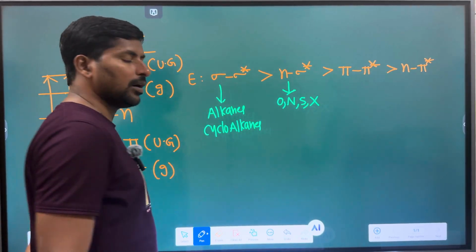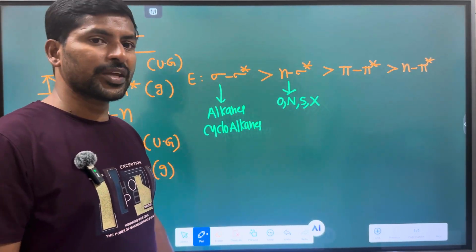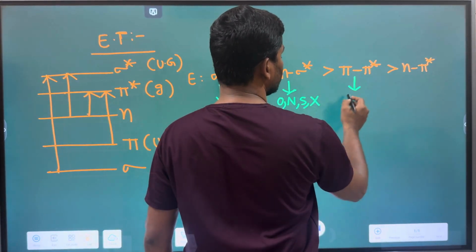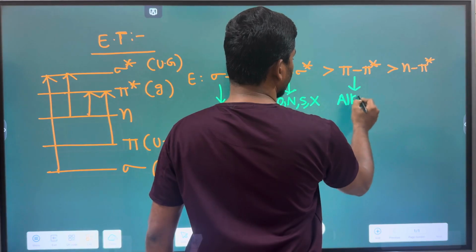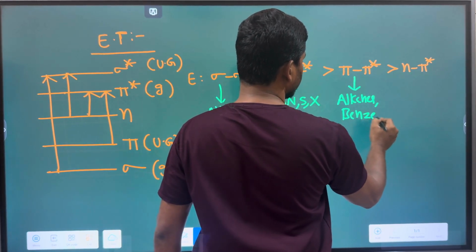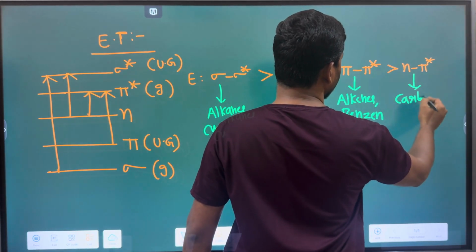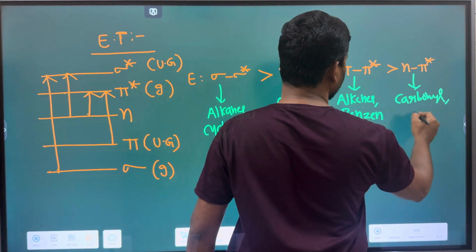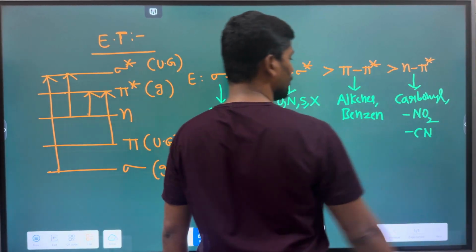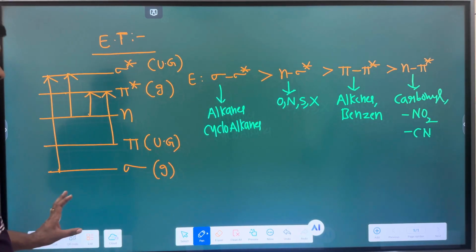For example, alcohols, ethers, thioethers, amines. In such compounds, we can observe n to sigma star type of transitions, and pi to pi star in unsaturated compounds: alkenes, aromatic compounds, for example, benzene, etc. n to pi star in carbonyl compounds: aldehydes, ketones. Next one, nitro compounds. Next is cyanide. Those compounds we may observe n to pi star type of transition.